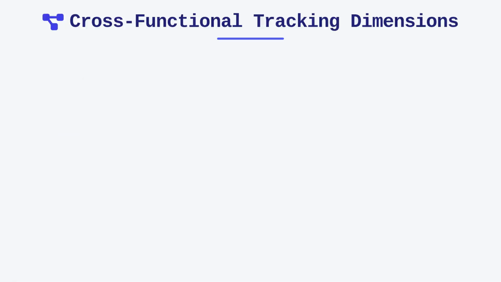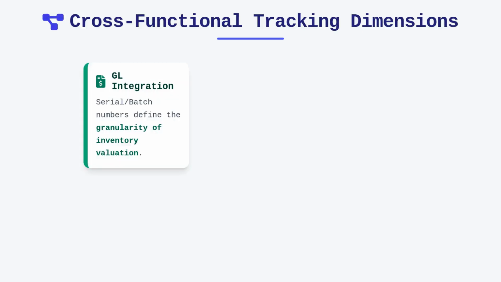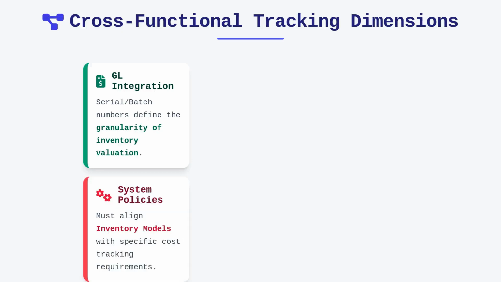From a cross-functional perspective, these tracking dimensions do not live in isolation. They are deeply entwined with the general ledger and financial reporting. When you configure items to use serial or batch numbers, you are essentially defining the granularity of your inventory valuation. In some accounting setups, if you require cost tracking at the batch level, you must ensure that your system policies align with the inventory models you have chosen.